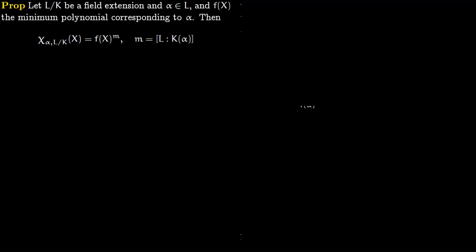In this lecture we want to link characteristic polynomial and minimal polynomial. So we start with the field extension L over K and say alpha is an element of L. Corresponding to alpha there would be a minimal polynomial, and let this f of x be the minimal polynomial corresponding to alpha.